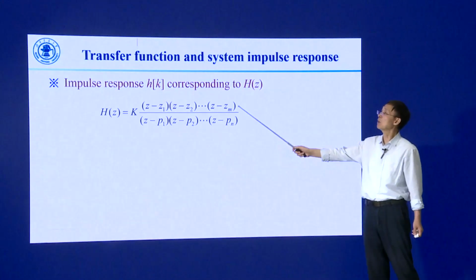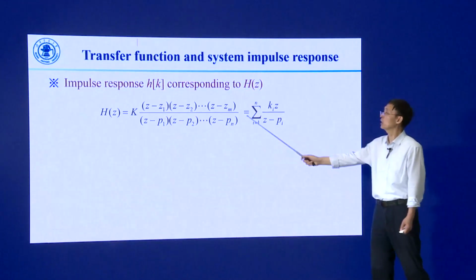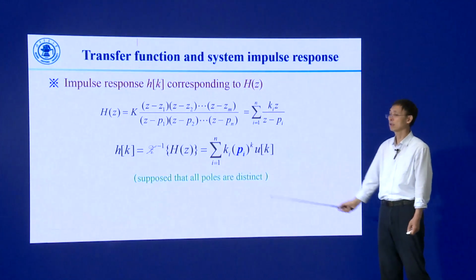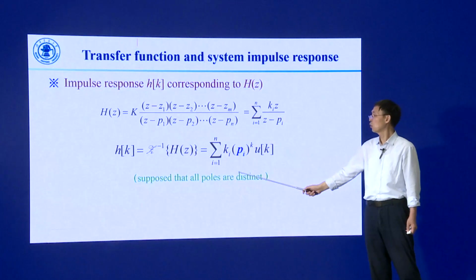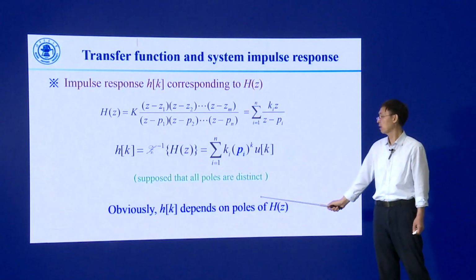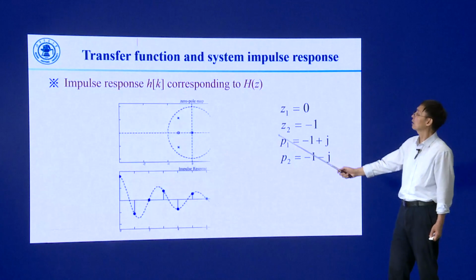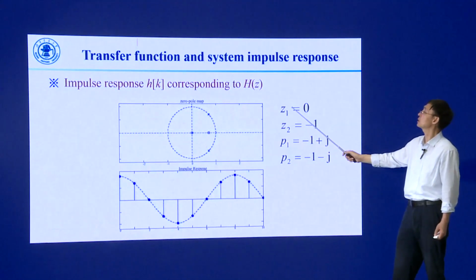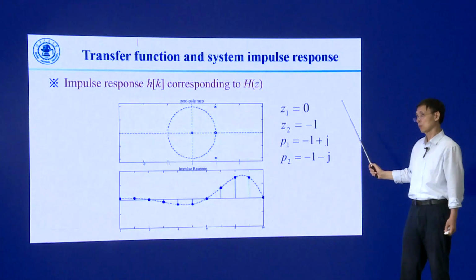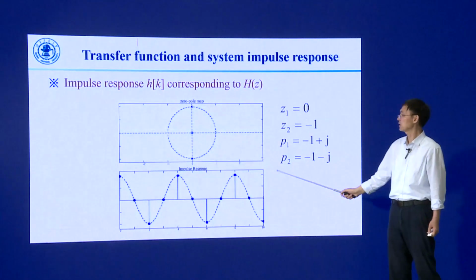Now, we will find the impulse response h(k) according to H(z). If we have this H(z), we can get its impulse response h(k). Here, suppose all poles are distinct. Obviously, h(k) depends on the poles of H(z). Now, we will display the relationship between the impulse response and H(z). When the poles and the zeros move in the z-plane, we can see the impulse response change.